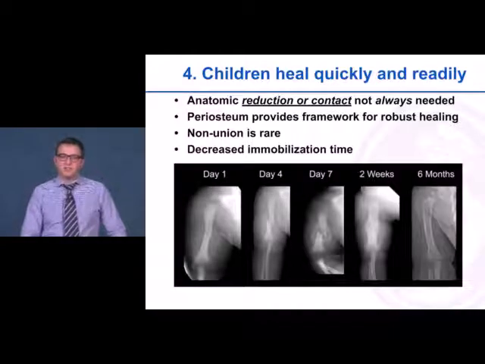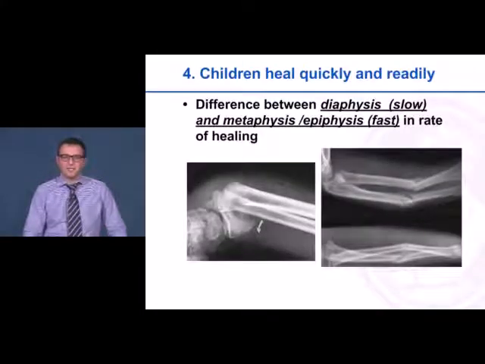This slide shows from day 1 to day 6 of a traumatic humeral shaft fracture, and what you can see is the tremendous remodeling potential that happens, so that at 6 months you can't tell that a fracture ever occurred. Non-union is rare in children, and the younger the child is when they have the fracture, the shorter their immobilization time.